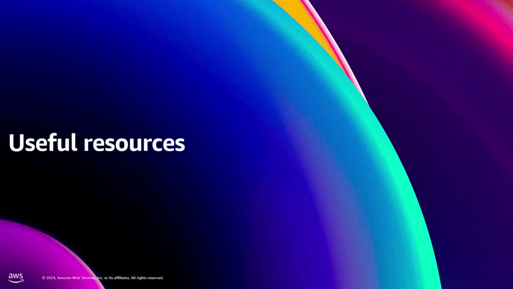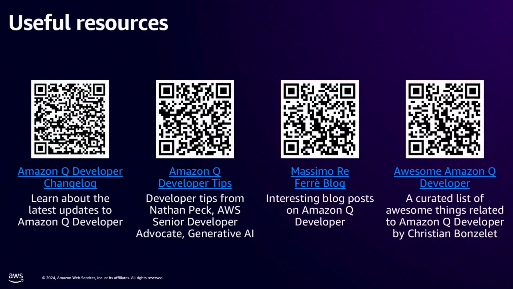So in terms of finishing up, a number of useful resources. There is a changelog for Amazon Q Developer. It's probably been pretty busy over these last few days. There's also a set of tips that are available from Nathan, who's the senior developer advocate. Some interesting blog posts that Massimo has written, including the one around the DIY personalization. And there's an AWS community builder, Christian, and he keeps a curated list of all the articles and all the tips and tricks that people have created around Amazon Q Developer, and it's useful to keep an eye on that.